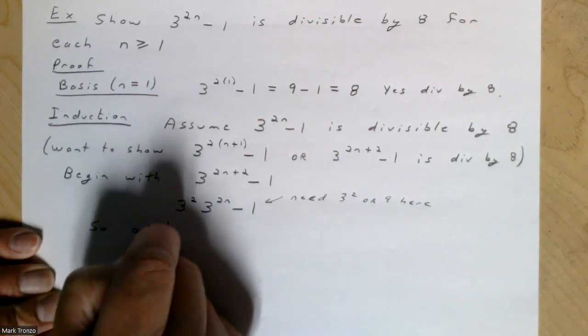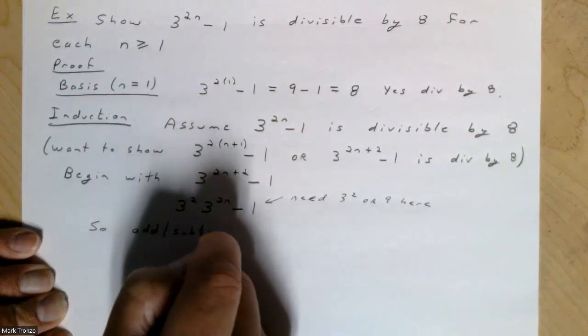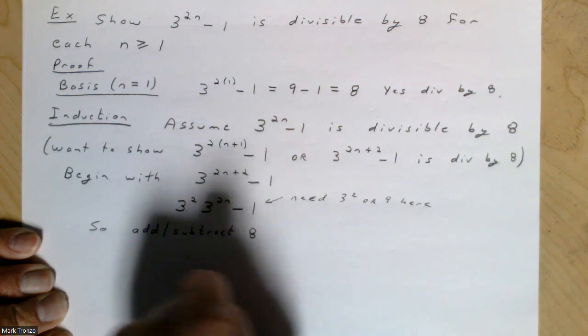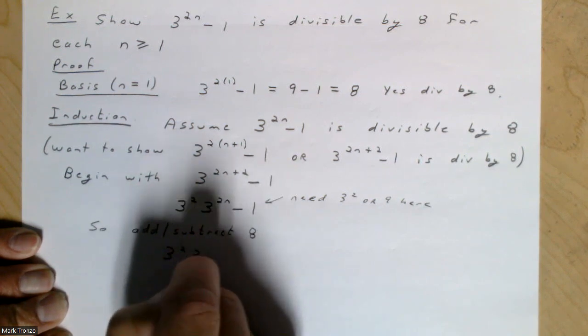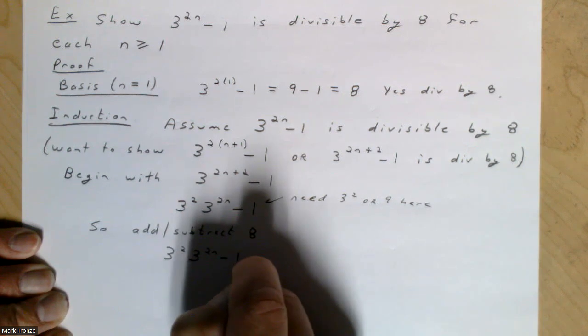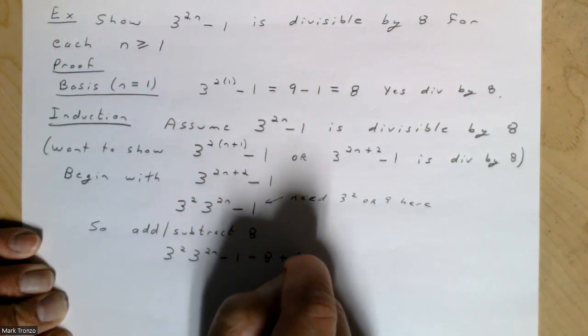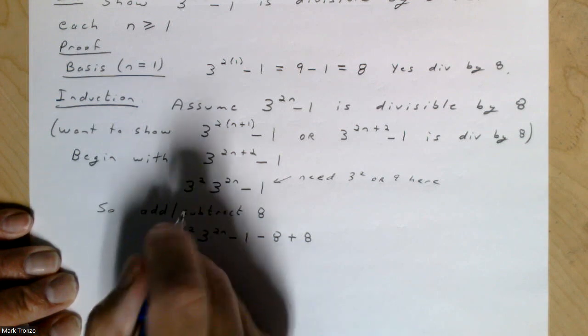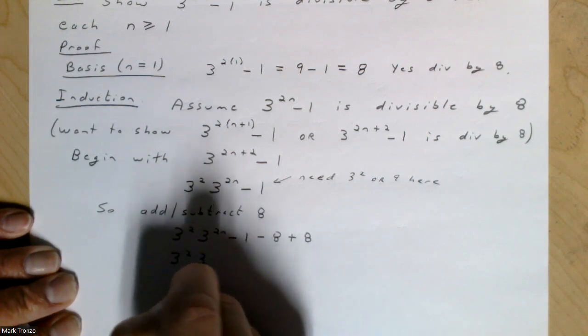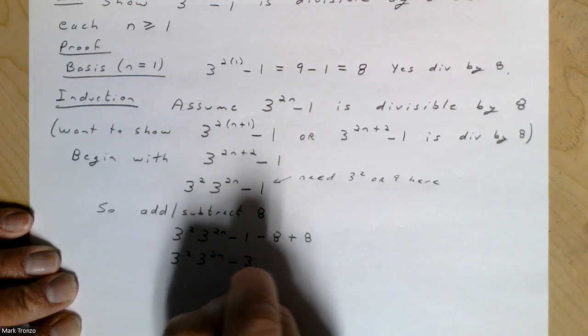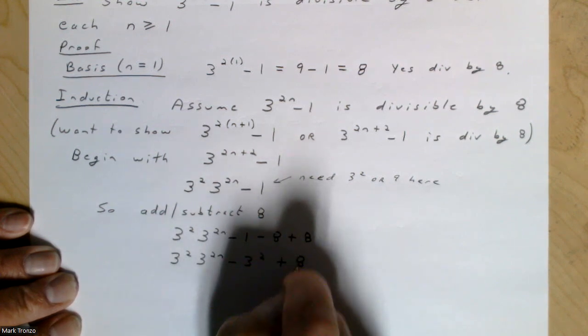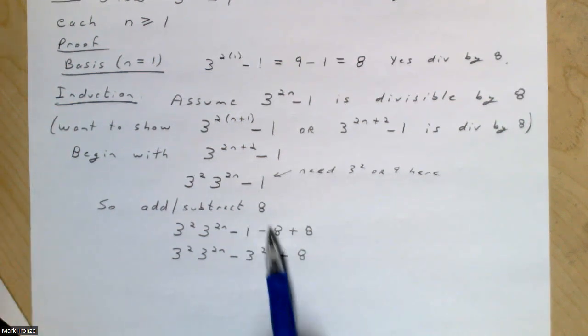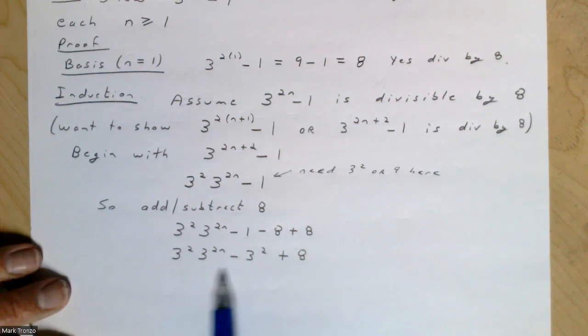So add and subtract 8, like this. And then when we put these together, it will give us 9 or 3 squared. And again, we were allowed to do this step because we added 0, in fact, because we added 8 and subtracted 8. So now we have this expression.